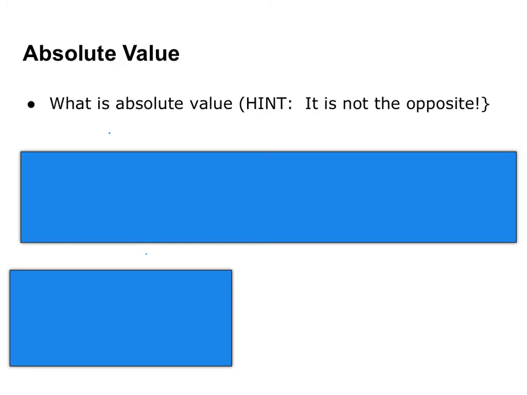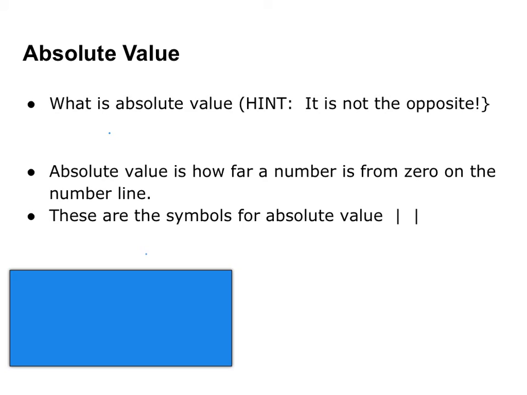So what is absolute value? Well, absolute value is how far a number is from 0 on the number line. So the symbols for absolute value we already went through. The symbols are those double lines that are treated like parentheses.